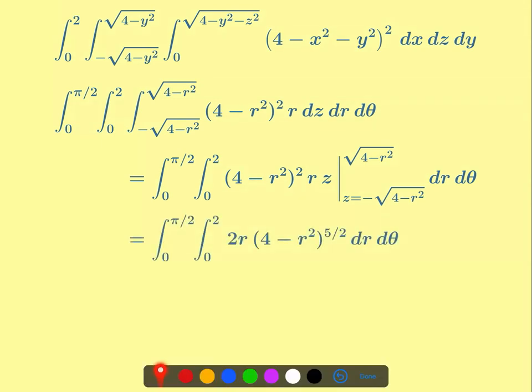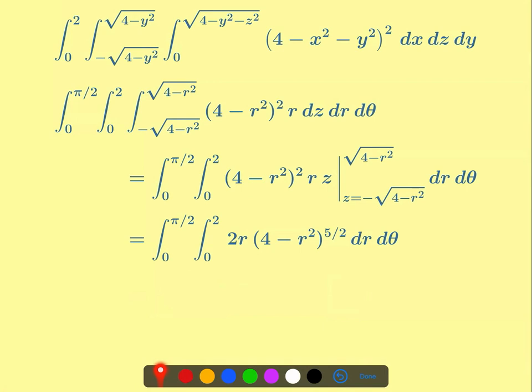So again, we got a 2 when we took this minus this that's here. I have an r here. And then we got a square root of 4 minus r squared when we evaluated z as well. That's 4 minus r squared to the 1/2. 4 minus r squared to the second power here. So 2 plus 1/2 gives me 5/2 power for 4 minus r squared.